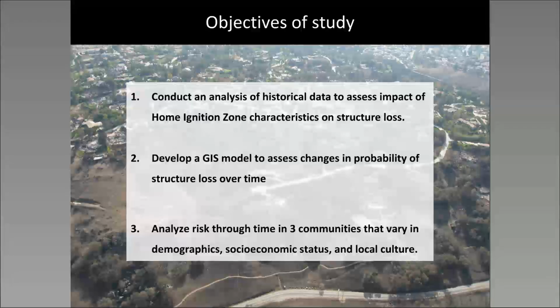So first of all, we took historical imagery and also GIS data to look at and try and detect factors that would influence whether or not a home would be lost. So defensible space, building materials, whatever is possible to capture with GIS. And then we wanted to take areas where fires had happened and see which of these factors may have influenced whether or not a structure was lost. So we developed a GIS model to assess these changes in probability of structure loss over time.